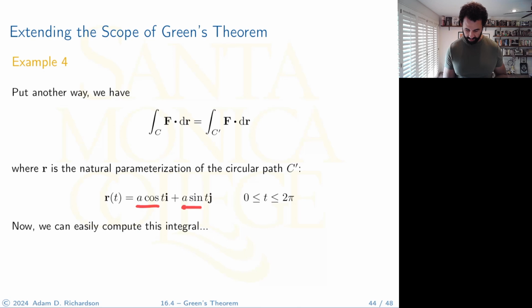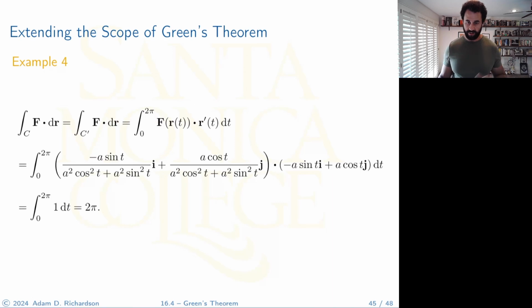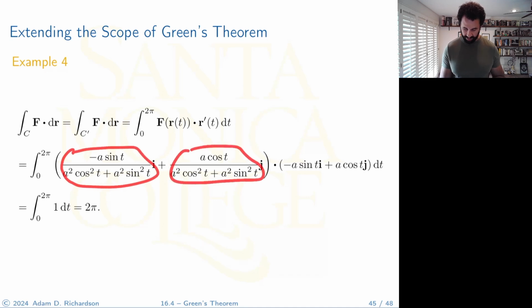We'll just use the natural parameterization, a cosine t, a sine t. And now we can just plug in this parameterization and compute. Here we go. So the integral around that arbitrary path C is equal to the integral around that circular path C prime. Now we can substitute in our parameterization, going from 0 to 2 pi. This is our force field with our parameterization plugged in.